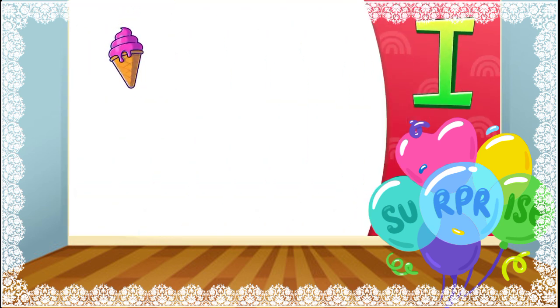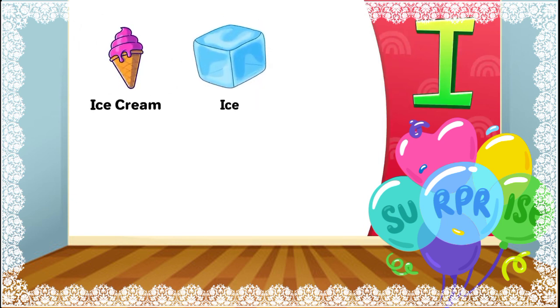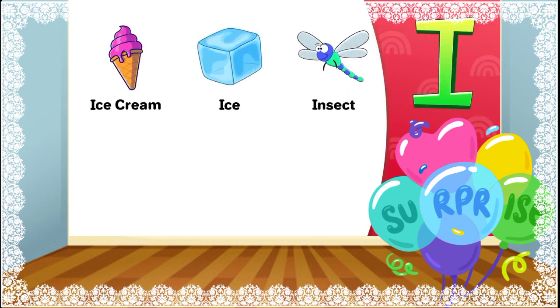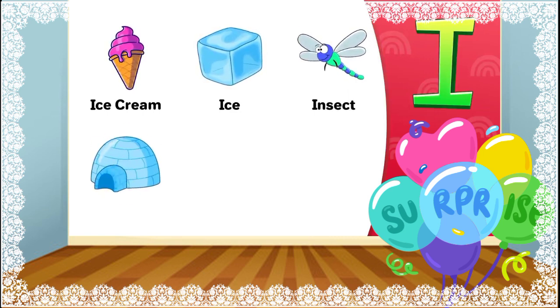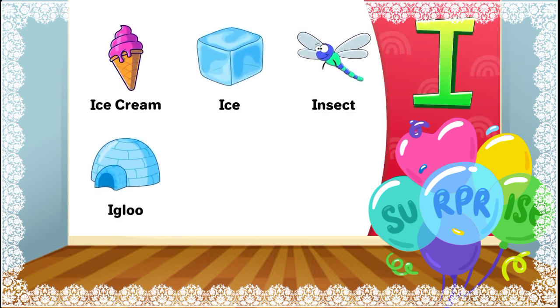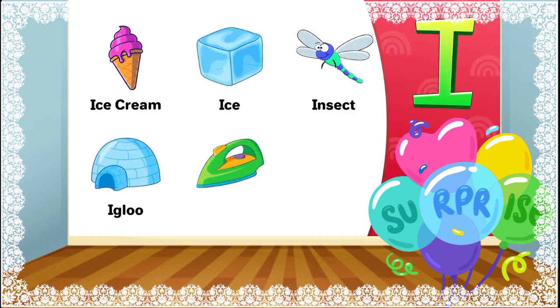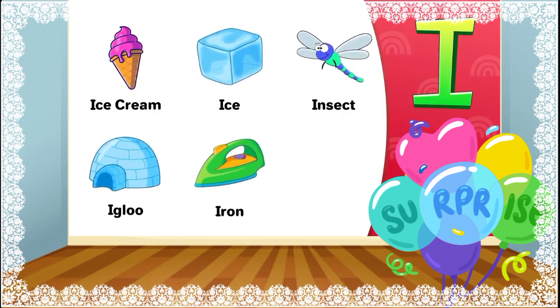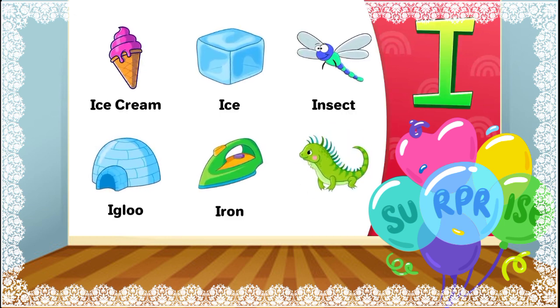I is for ice cream. I is for ice. I is for insect. I is for igloo. I is for iron. I is for iguana.